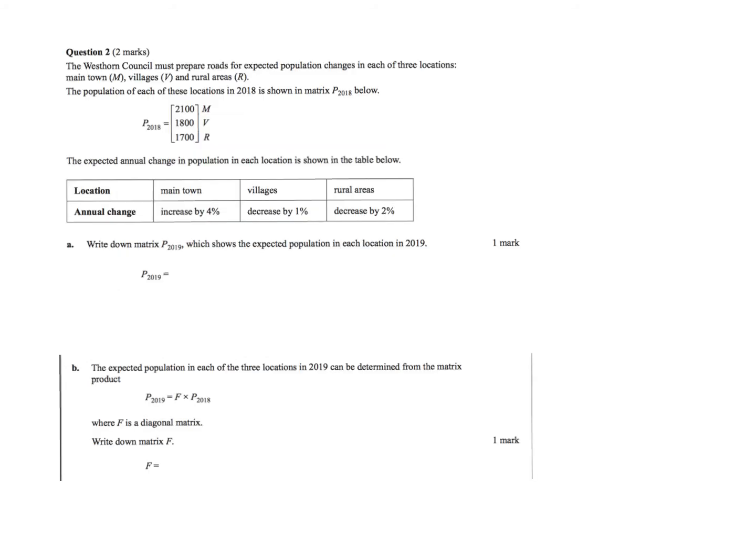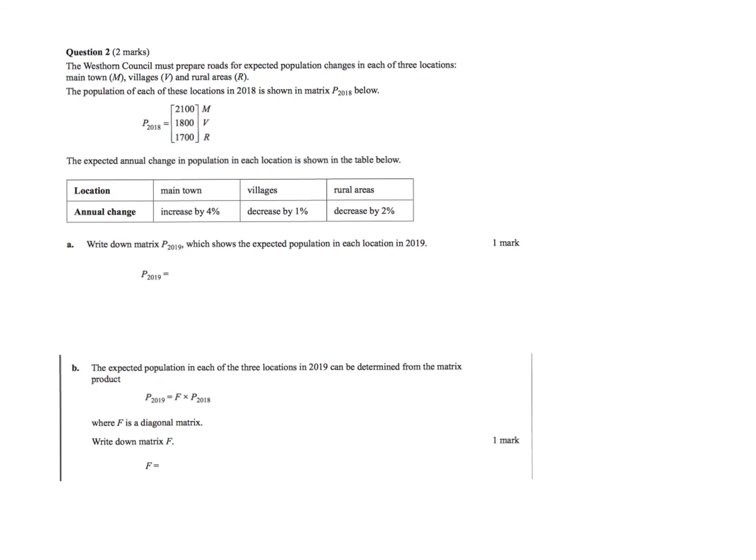Let's go. Question 2, the West Horn Council must prepare roads for expected population changes in 3 locations: the main town, the villages, and the rural areas. The populations of these locations in 2018 are shown in matrix P below, and the expected annual change for each of the locations is shown below as well. So it says write down P 2019, which shows the expected population in each location.